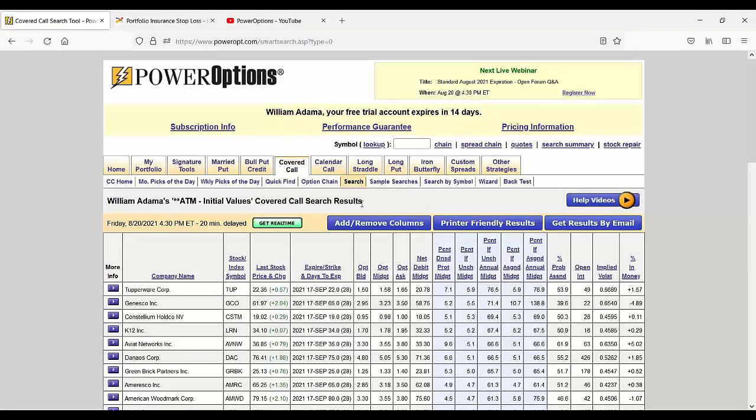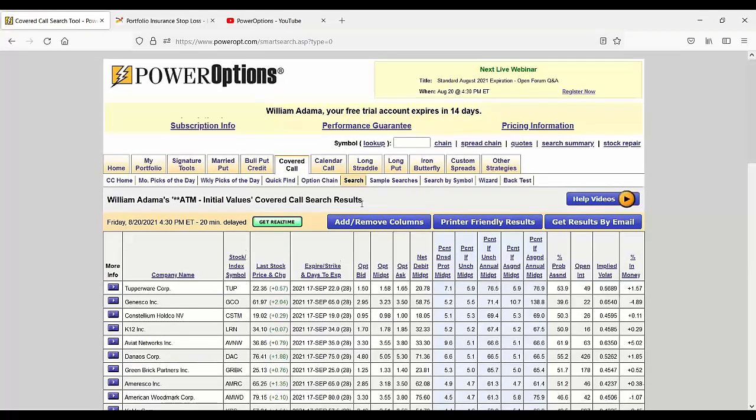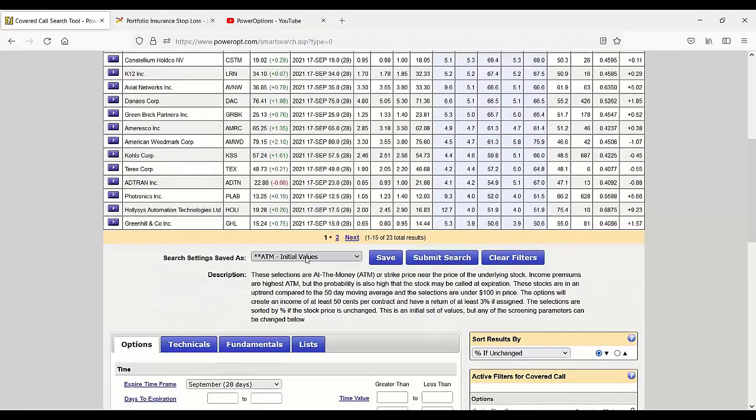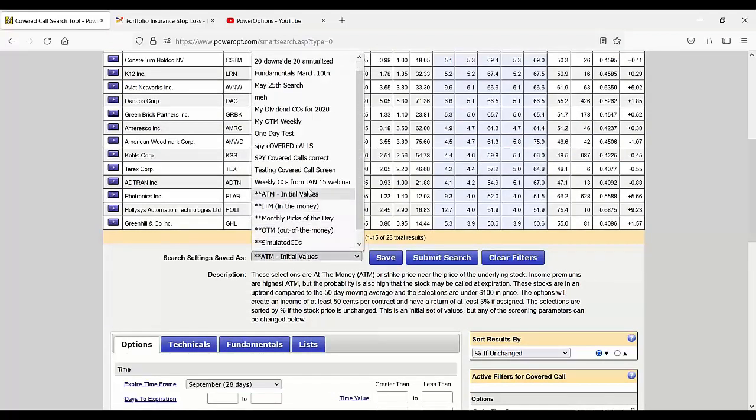We're going to talk about other strategies too, not just covered calls. Here we're looking at a default search, and we have many default searches and many searches we've created during webinars, for example. We're going to create another one today. But you have the monthly and weekly picks of the day, in the money covered calls, at the money covered calls, and so forth, stepping stones for you to use.